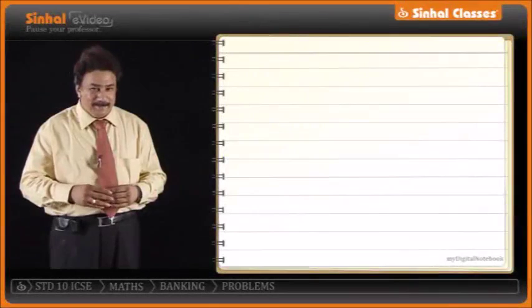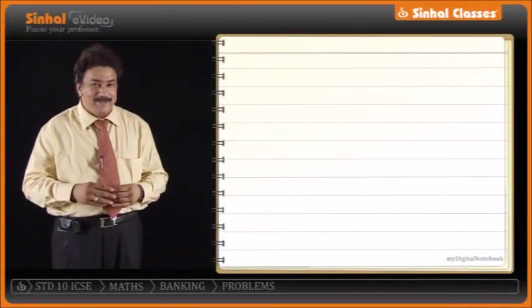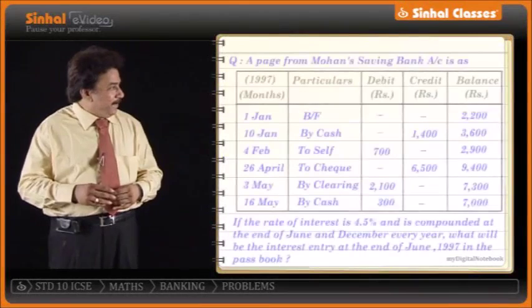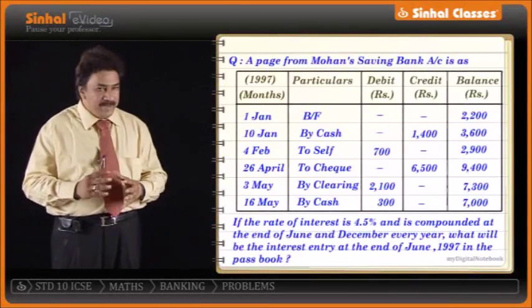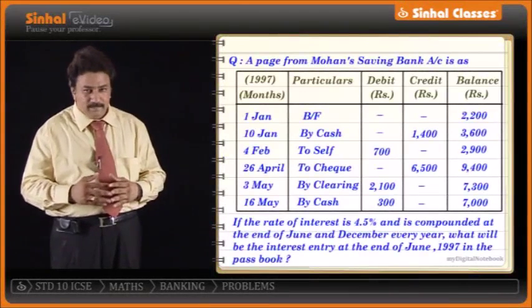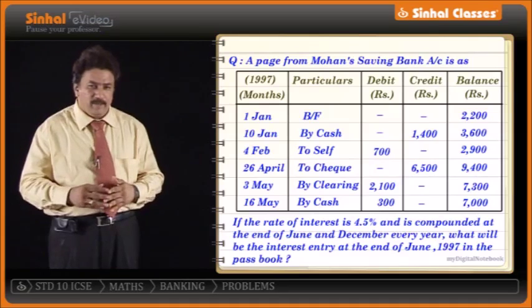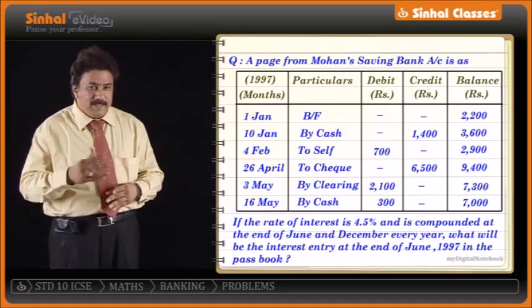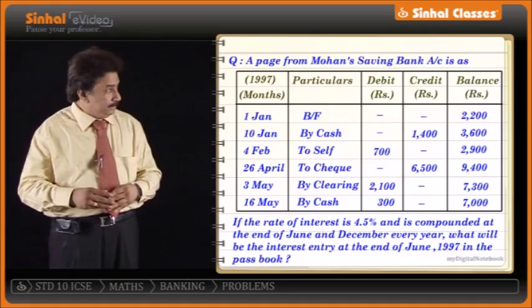Now we see the next sum. Let's see what is given in this sum. A page from Mohan's saving bank account is as follows. It's a normal page of any passbook. But see the last few lines which are given to you.